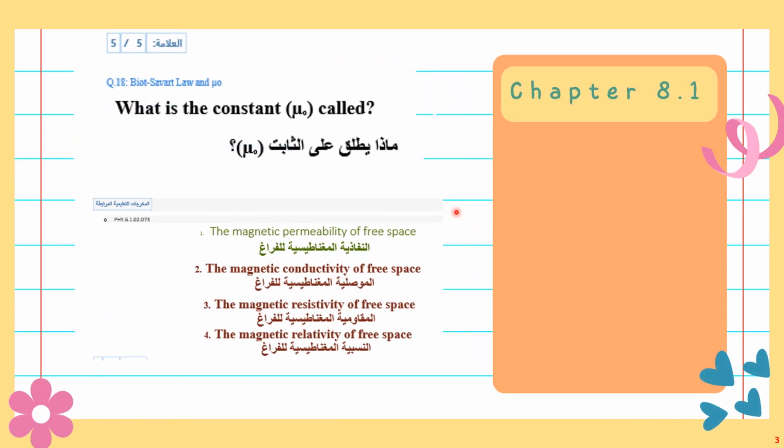So we continue with the next question. What is the constant mu zero called? What do we mean by that? You can refer back to chapter 8.1, where you can see that the magnetic permeability of free space, which is mu zero, is a constant, and it's equal to 4 pi times 10 to the power of minus 7.